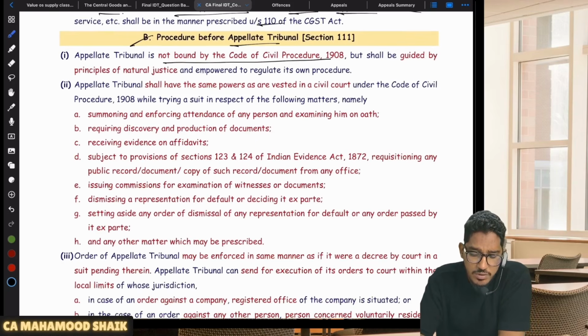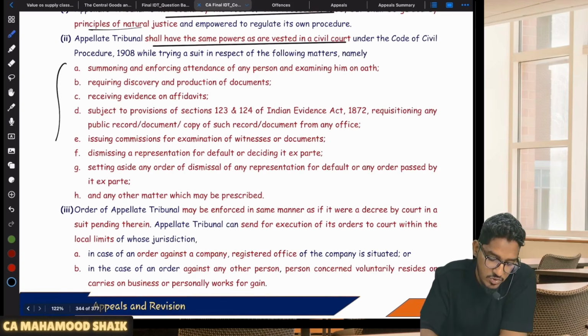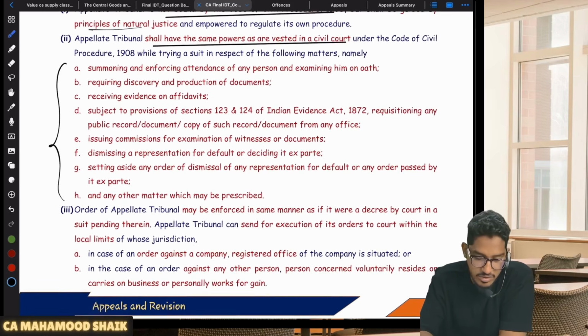The appellate tribunal is not bound by the Code of Civil Procedure, but it will be guided by principles of natural justice. And the appellate tribunal shall have the same powers as are vested in the civil court. Whatever power a civil court will have, the same powers it will have. Sir, what will be those powers? Just for reference sake here, you read it.